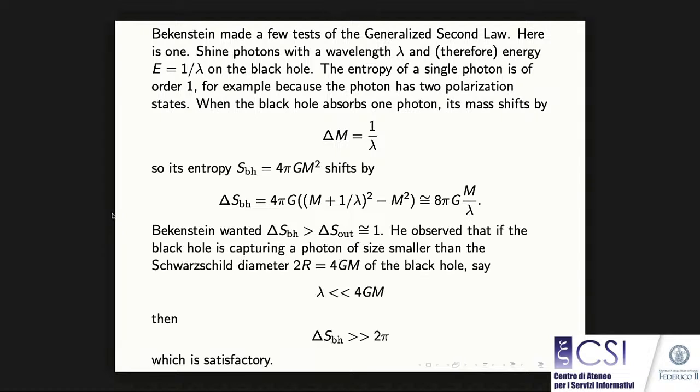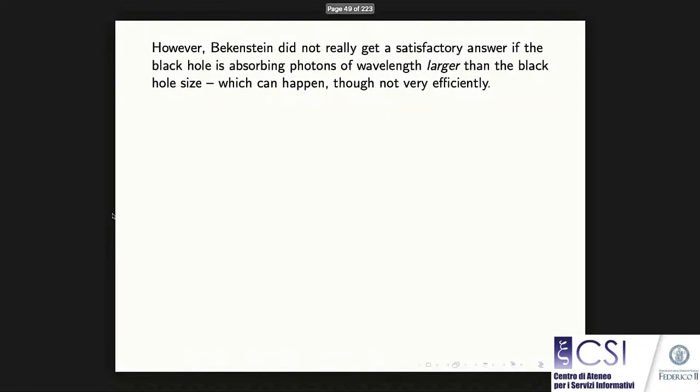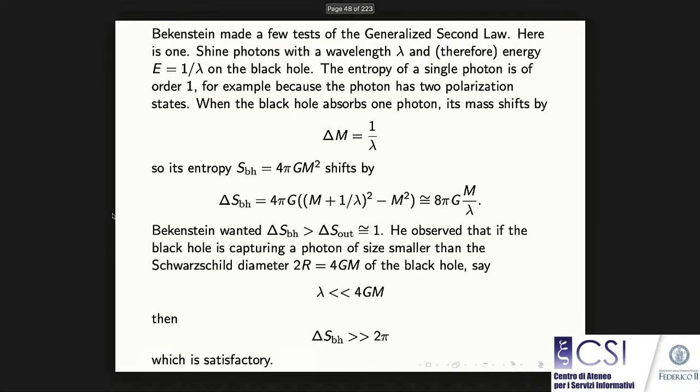He observed that if the black hole is capturing a photon of size smaller than the Schwarzschild diameter of the black hole, say the wavelength lambda is much less than 4 GM, then from this formula, the change in the entropy of the black hole is much bigger than 2 pi, which was satisfactory. But from the same discussion, you can see that, suppose that lambda is much bigger than the size of the black hole. If lambda is much bigger than the size of the black hole, then the change in entropy of the black hole is less than 1, which is unsatisfactory.